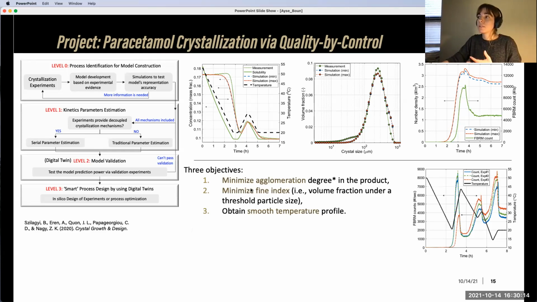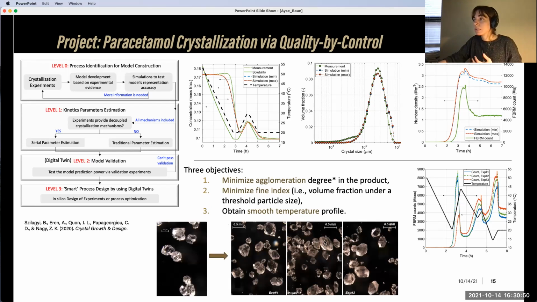And then our objectives were, as I mentioned, to minimize agglomeration, to minimize small crystals. We call them fine. Fine index is just a way of calculating the small crystals. And then we also wanted to make sure we have smooth operation. And after we did the process optimization, basically the math told us to do this experiment to implement this temperature profile shown in black. And then we repeated this experiment 3 times just to show the reproducibility and it works well. And then we could produce the single big crystals as we wanted.